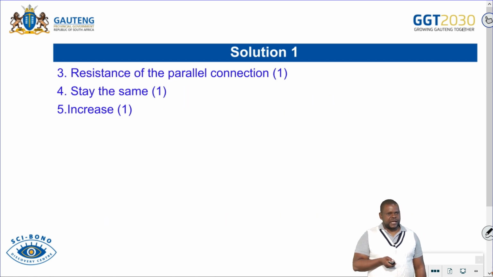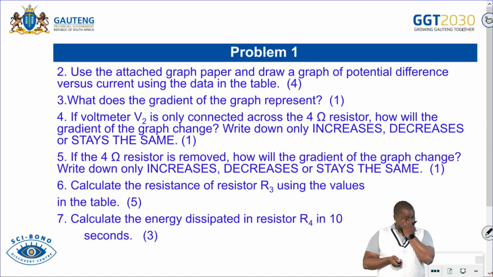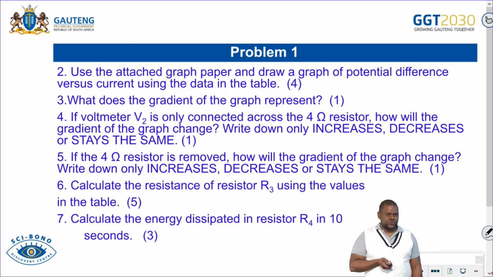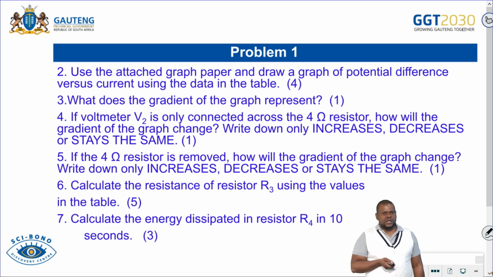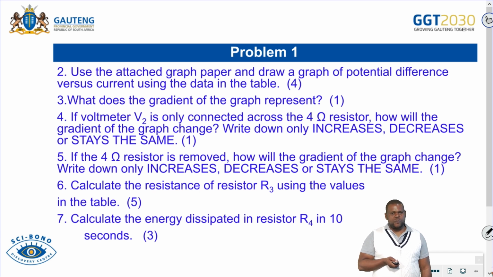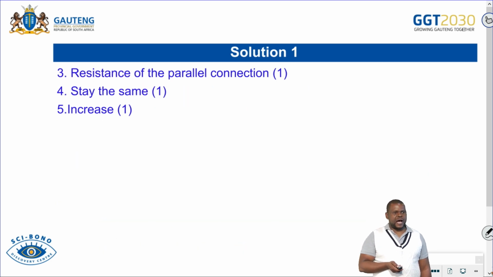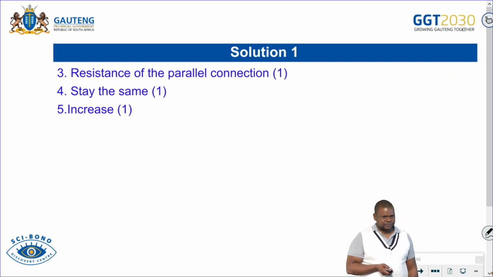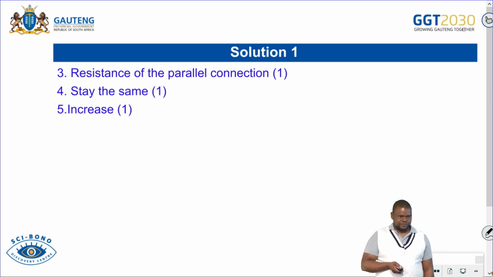Then question number four says, if the voltmeter V2 is only connected across the 4 ohm resistor, how will the gradient of the graph change? The answer says it will stay the same.